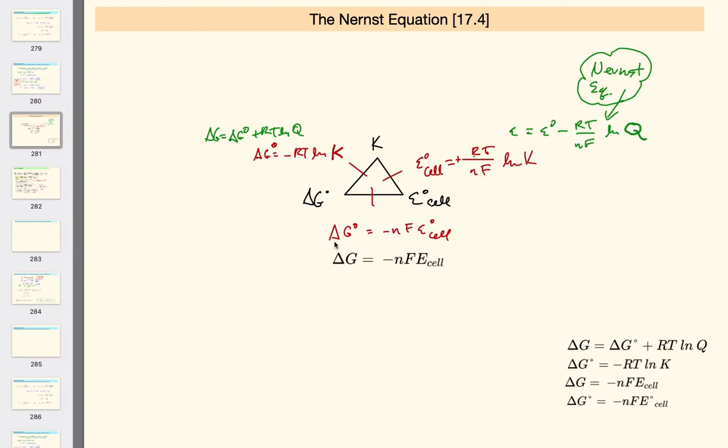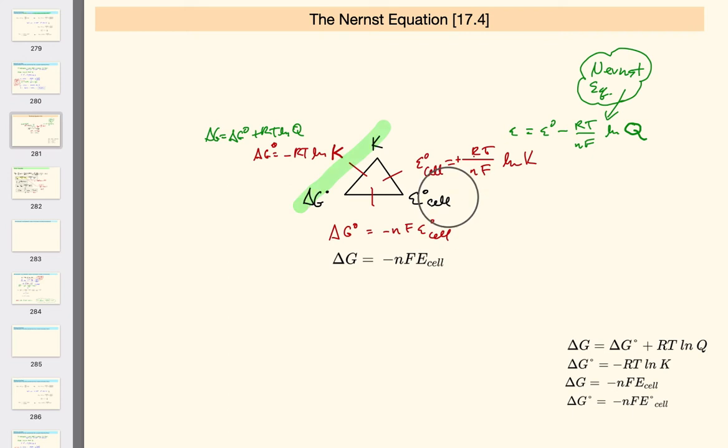Let's now look at the Nernst equation. There are three key driving forces for a reaction: delta G, delta K, and E cell. All of those are telling you basically the same thing. It's a driving force for a reaction to proceed. Now, the first thing I want to do is look at the relationship between delta G and K.